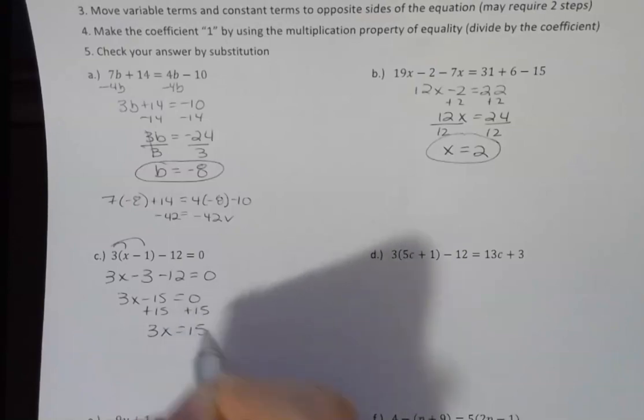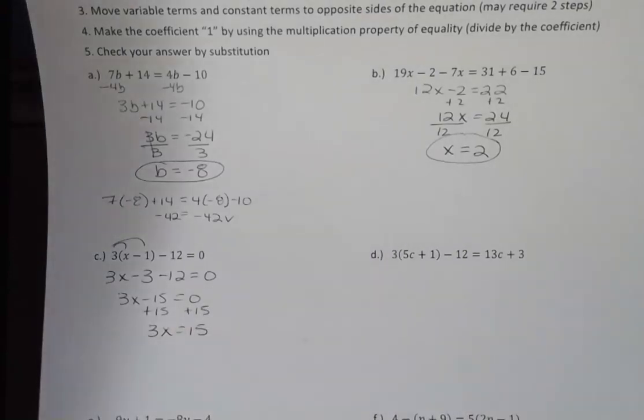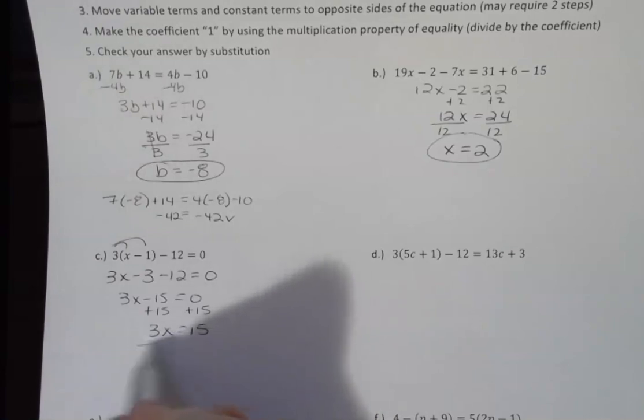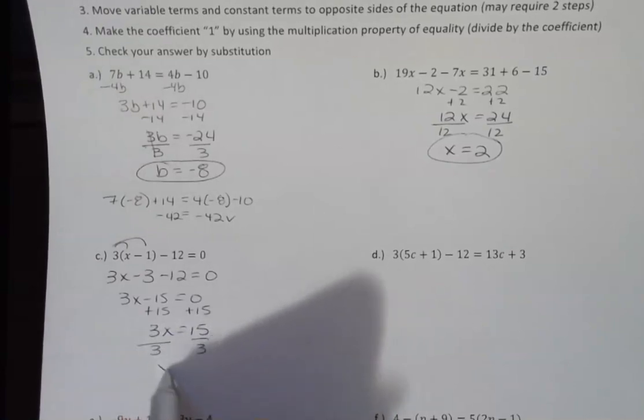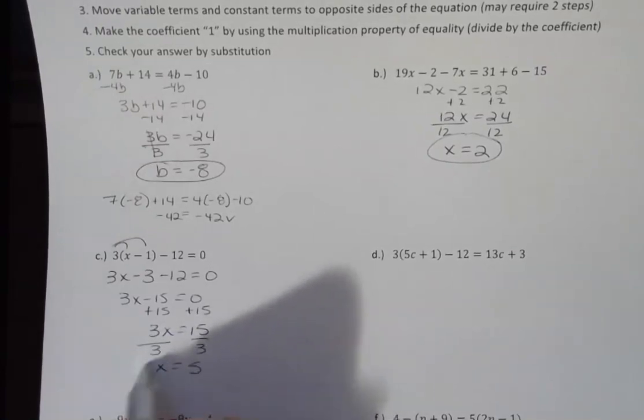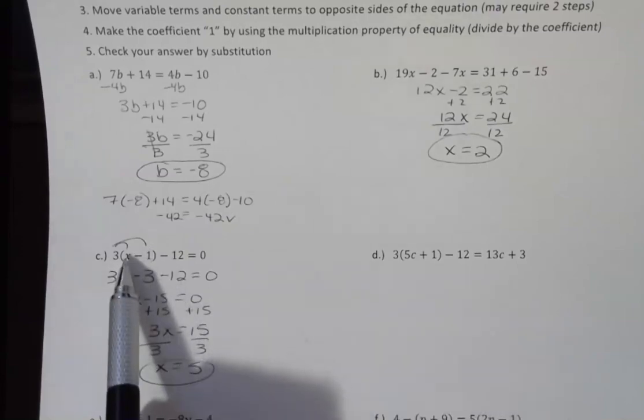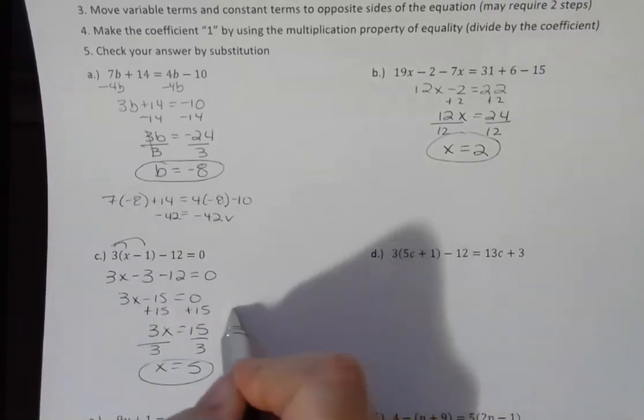3x equals 15. You'll see that I like to keep my variables on the left, totally not required. And then divide both sides by 3, and you get x equals 5. And again, you can go back and plug your 5 in here to check it. We can do that one.